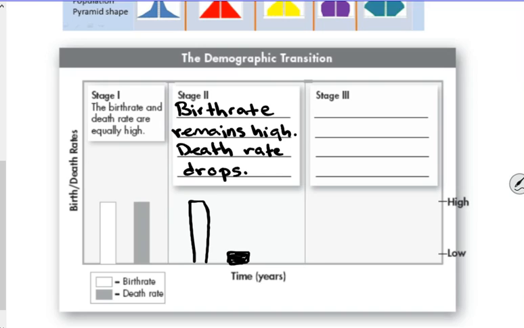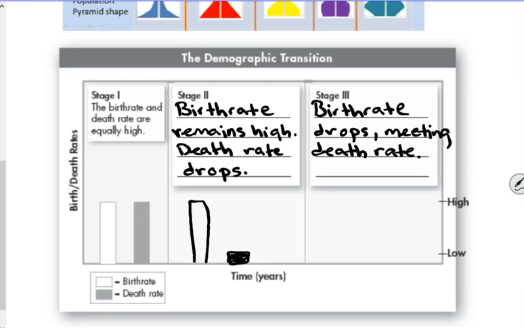And then remember in stage 3, what's happening is the birth rate drops and it kind of meets the death rate. So they're going to be both approximately the same, and that causes my population overall to just remain stable. The population doesn't get smaller, but it's not growing exponentially anymore. It stays stable.